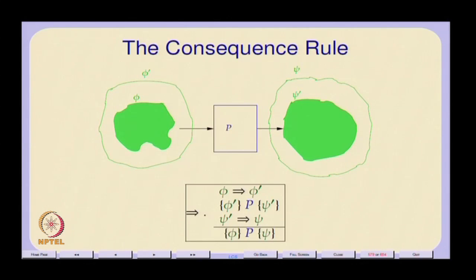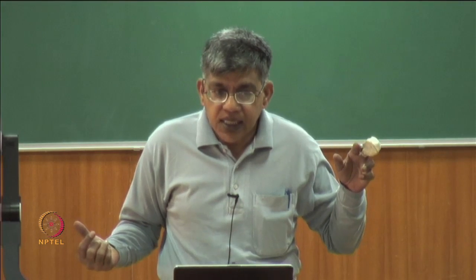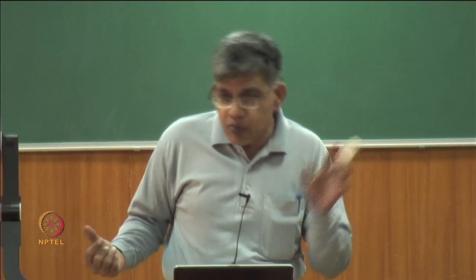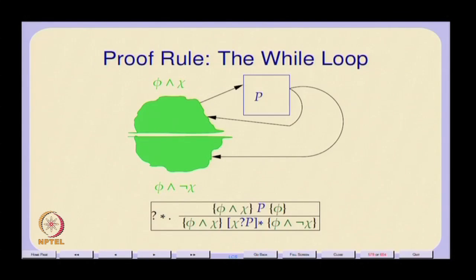Yeah. So, this is a weakening rule, and in fact, this is what allows you to go from loop invariants to specifications. If your loop invariant is some phi I, and you are supposed to prove that this while loop satisfies some phi and some psi, its precondition and postcondition, then all you require is that this phi imply this phi I, and this phi I and not chi imply the psi that you are looking at.